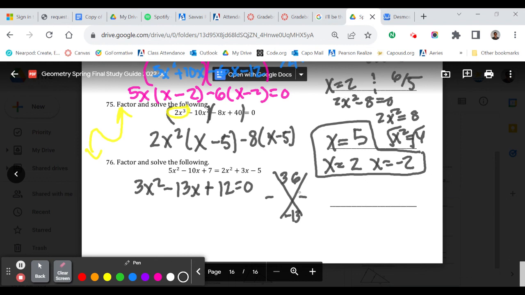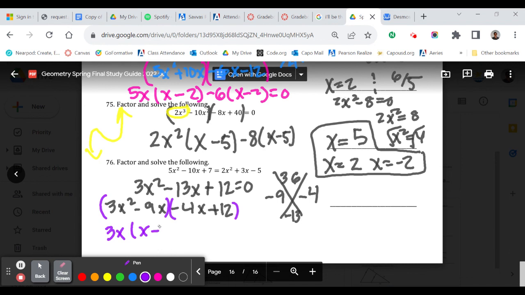So I'm thinking 6 and 6, nope. 9 and 4 sounds pretty money. And so we're going to get 3x squared minus 9x minus 4x plus 12. And we factor by grouping. And we end up with 3x, x minus 3. And that's negative 4, x minus 3.